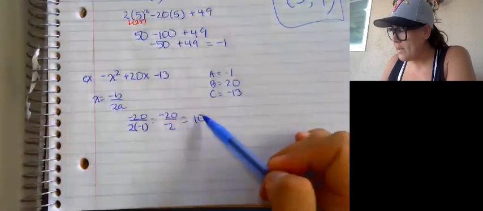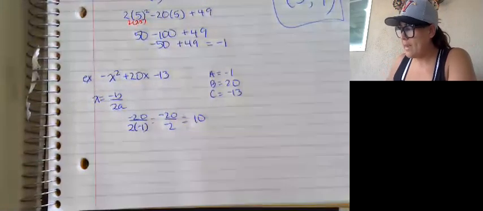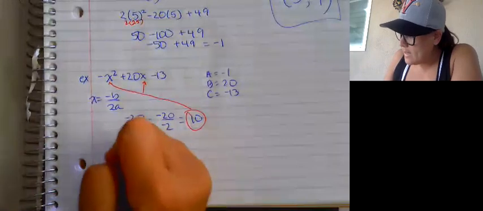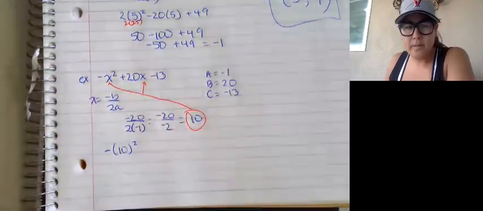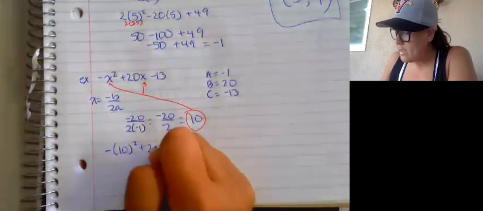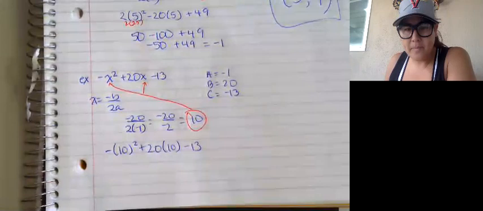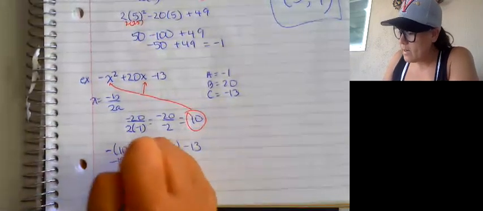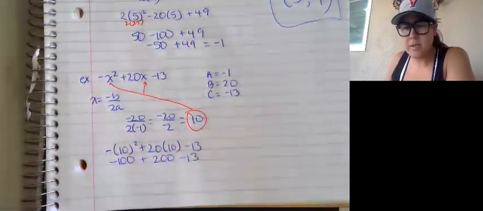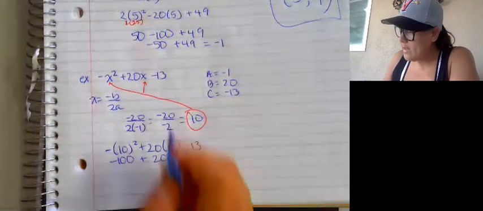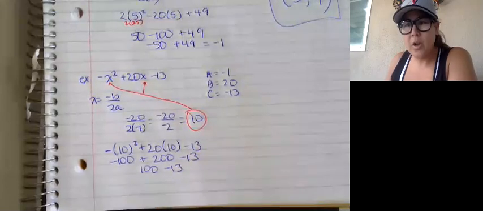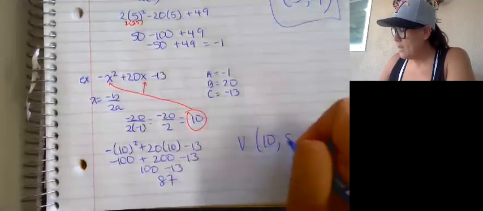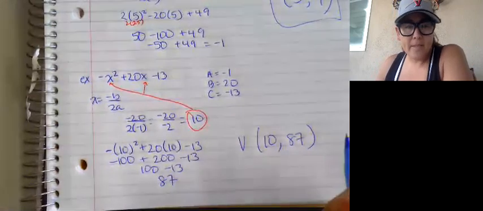Okay. Now here's the only one where I think that you guys could get a little confused, is plugging your 10 back in. So plugging this guy back into there and there. Remember, it's not negative 10 squared. It's negative times the quantity 10 squared, okay, which is different. Plus 20 times 10 minus 13. Okay. Order of operations. All right, that goes first. So that is negative 100 plus 200 minus 13. Okay. Adding these, I get positive 100 minus 13, which is going to give me a positive 87. So my vertex is 10, 87. And that's it. Super easy.